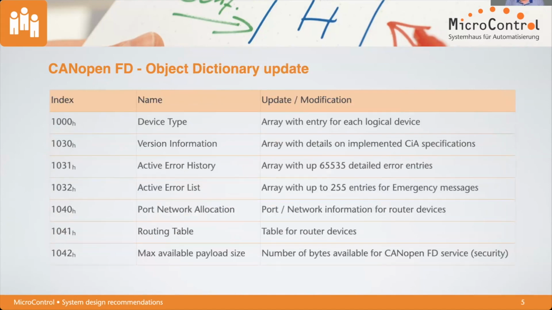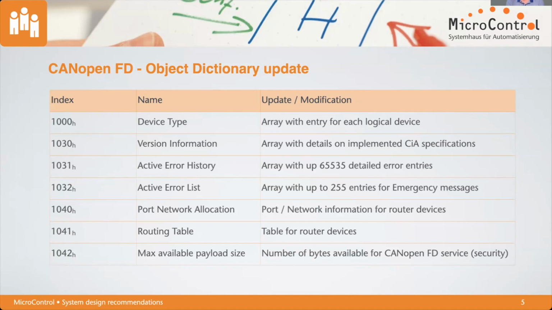Also, what has already been mentioned today is that there has been an object dictionary update for CanOpenFD. So here again, a short overview of what is new. We have a new kind of version information. We have this active error history and list. We have this routing table, and what was also briefly mentioned today is that we have a new object for maximal available payload size. And this will become important for the next couple of months when we're talking about security, because we have to put security somewhere into CanOpenFD.